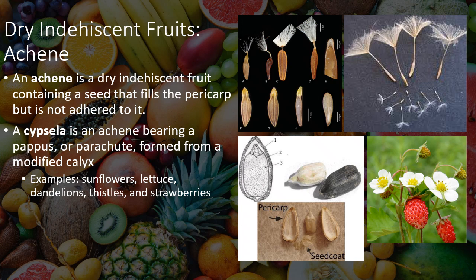So when we talk about a strawberry, we actually have numerous ovaries within the same flower that are maturing individually. So we would say that a strawberry is an aggregate of achenes, because it's an aggregate fruit: there are multiple ovaries that are fusing together as the fruit ripens. But the fruit type itself is an achene.